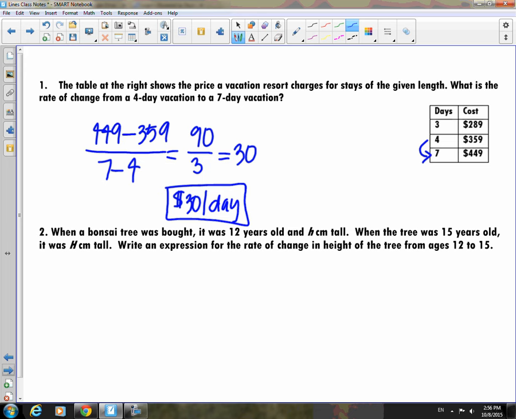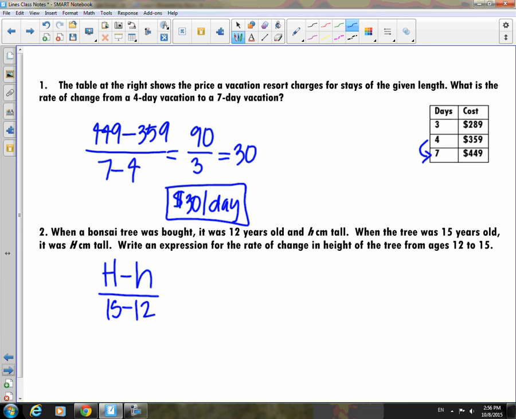So question 2: when a bonsai tree was bought, it was 12 years old and lowercase h centimeters tall. When the tree was 15 years old, it was capital H centimeters tall. Write an expression for the rate of change in height of the tree from ages 12 to 15. So if we're going to do the height in centimeters per year, that would be what we would be looking for. So we would say our H minus our small h divided by the 15 minus the 12.